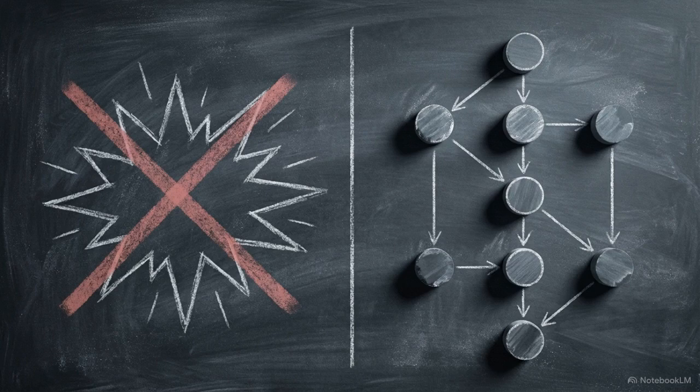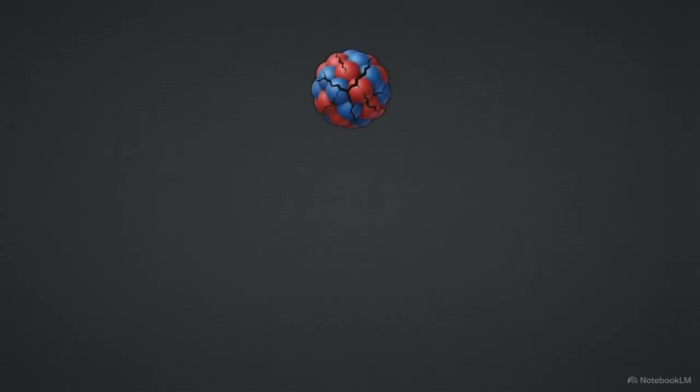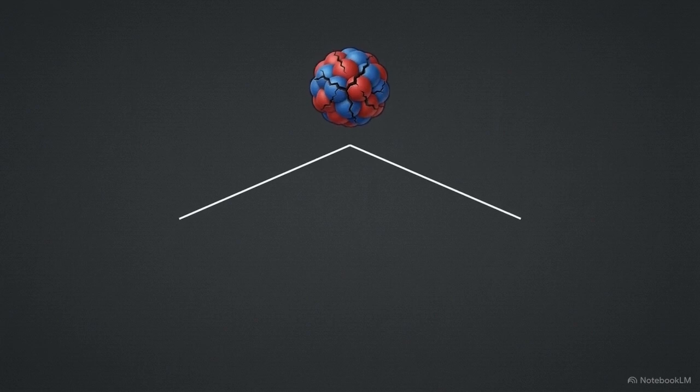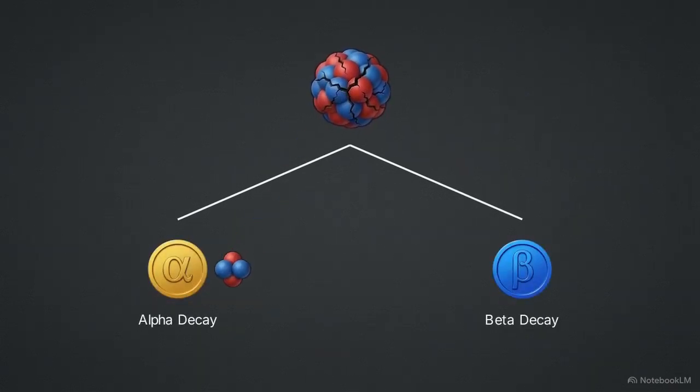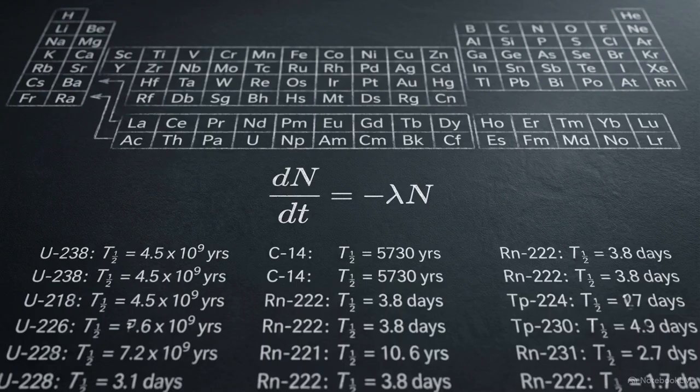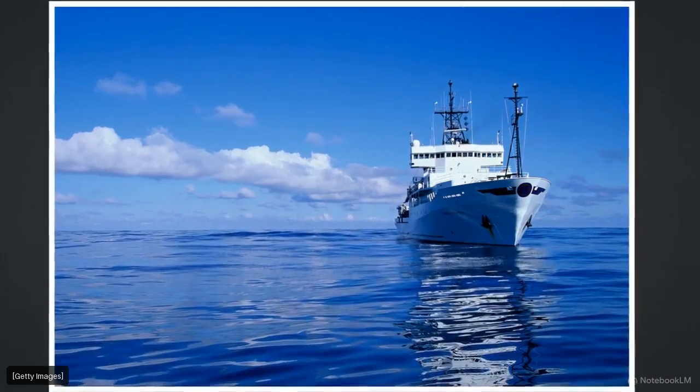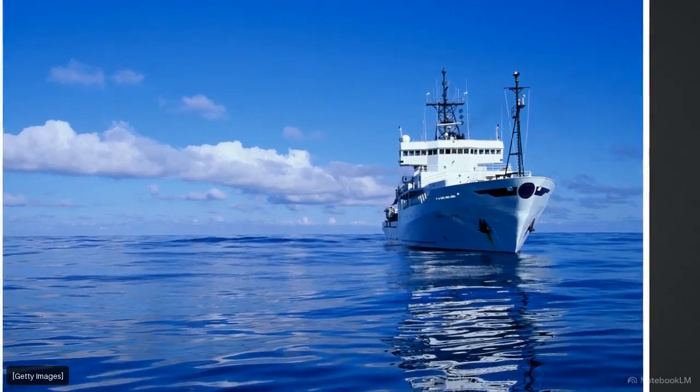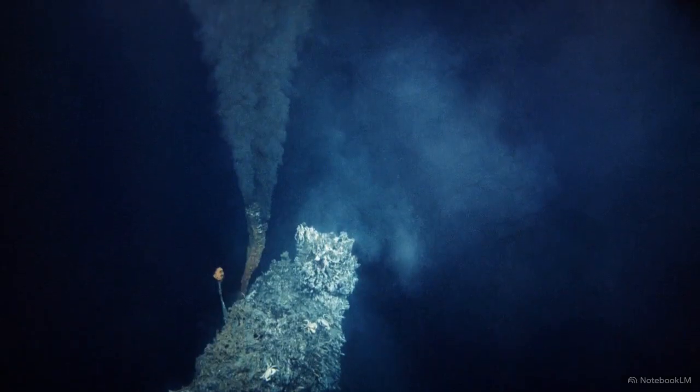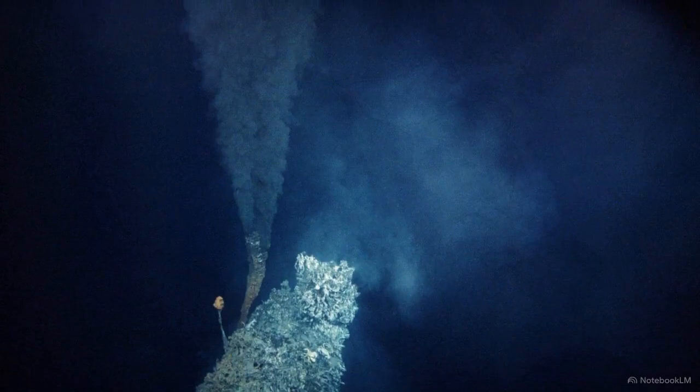This structural failure does not happen as a random explosion. It follows a strictly governed deterministic sequence called a radioactive decay chain. To navigate this chain, the unstable nucleus relies on two primary mechanisms of ejection, alpha decay and beta decay. By mapping the rigid mathematical taxonomy of these ejections, constructing kinetic models of their rates, and observing exactly where those models break down in nature, we can track planetary-scale processes occurring miles beneath the surface of the ocean.